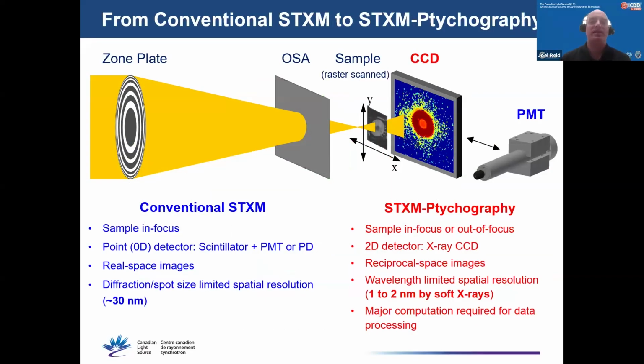By replacing a point detector with a CCD detector behind the sample to collect 2D scattering data, a modified STXM technique, ptychography imaging, can be obtained. And STXM ptychography further improves the possible spatial resolution down to potentially 1 to 2 nanometers, which is getting very close to TEM resolution. This technique also creates huge amounts of data because now every point on your sample has a CCD image associated with it, and it's very computationally intensive.